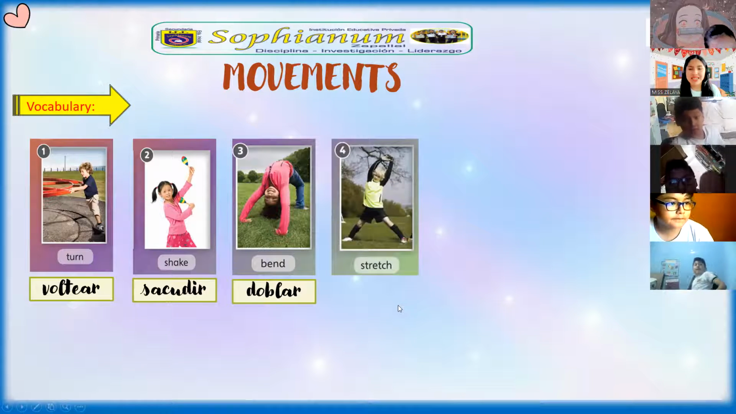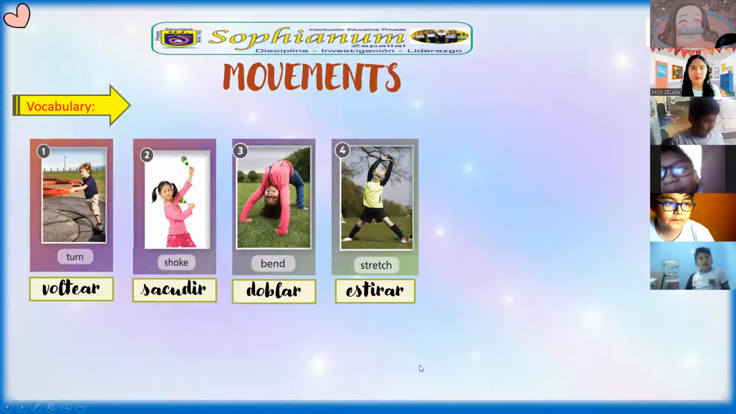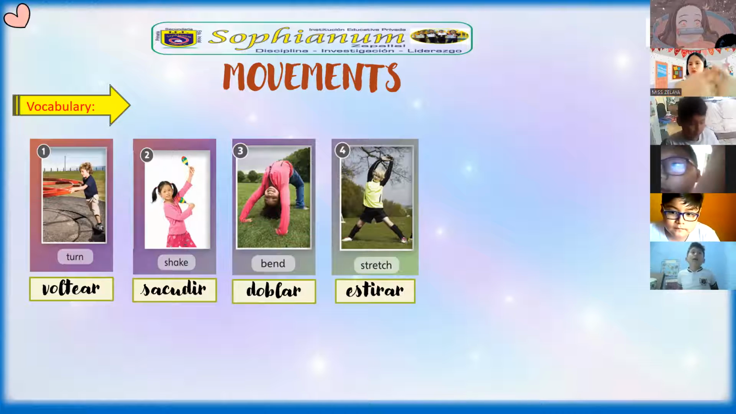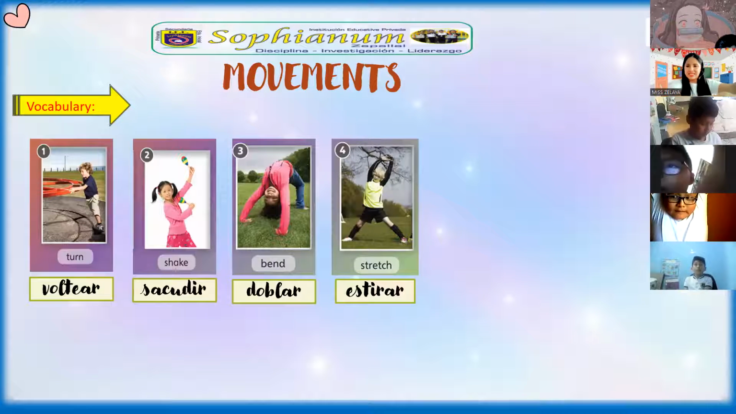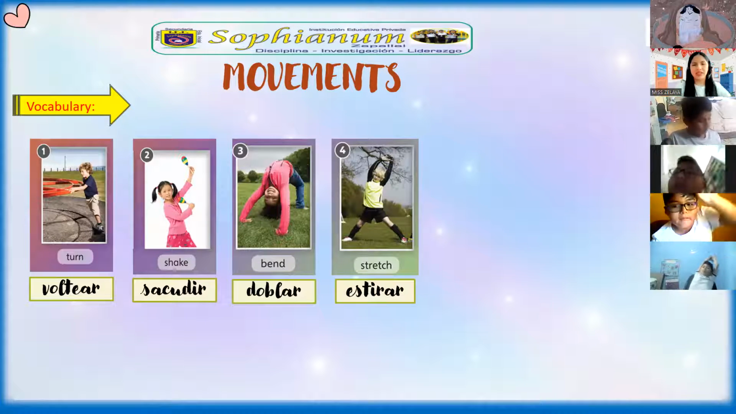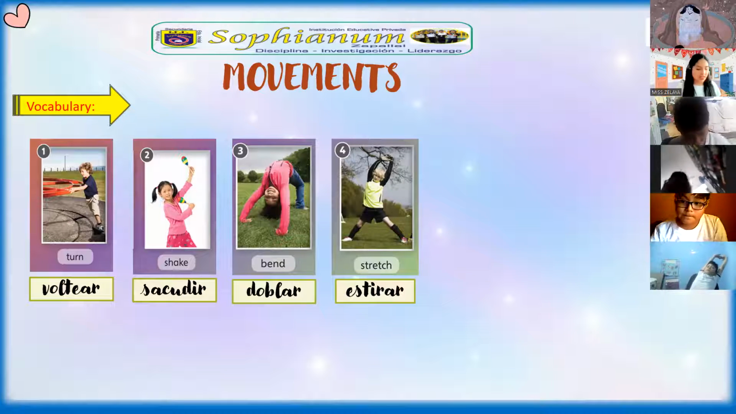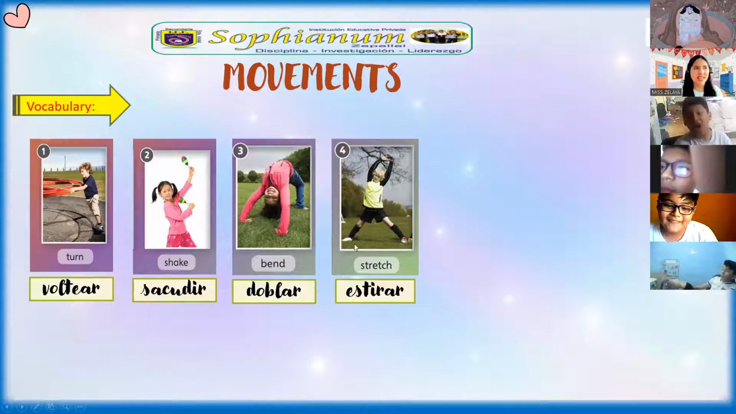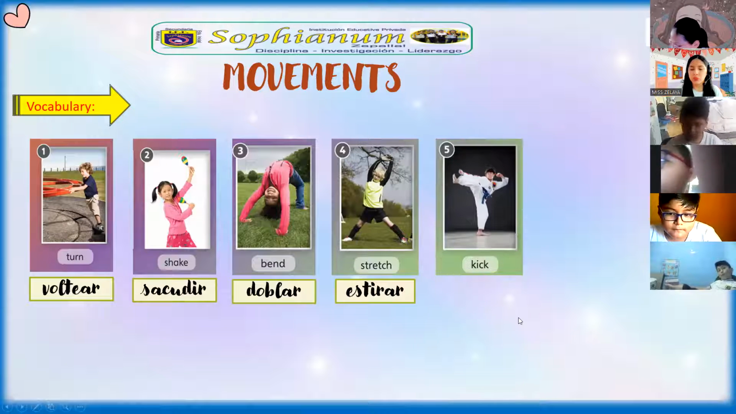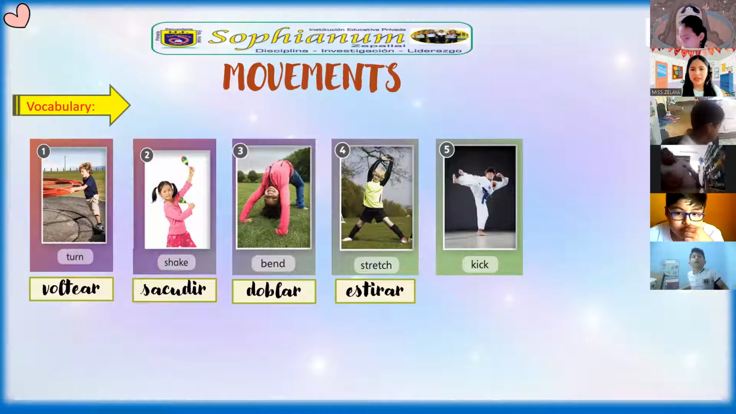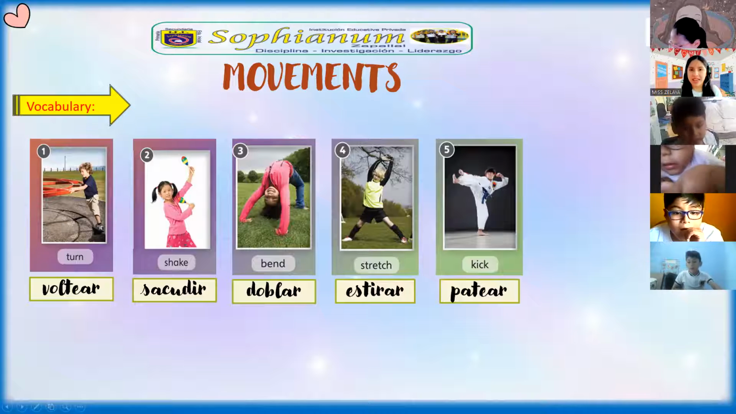Continue with the number four. The number four is stretch. The meaning of stretch is estirar. For example, stretch your arms. Estira, stretch your arms, okay? Very good. Stretch your leg, estira tu pierna, okay? Excellent, good job. This movement is stretch. And let's continue with the number five. The number five is kick. The meaning of kick is patear.